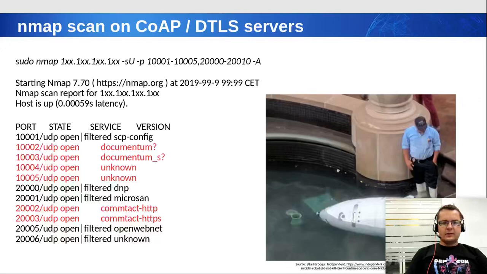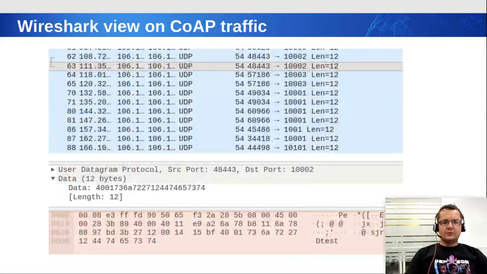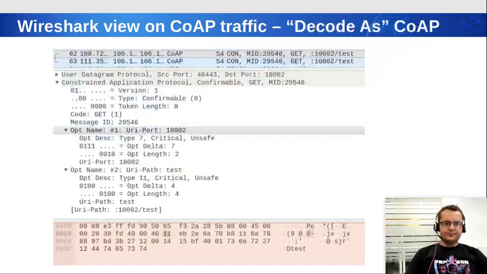For example, when you run an nmap scan on a device using the CoAP protocol on a non-standard port, you will receive a lot of unknown protocols or wild guesses based only on port numbers. Similarly, Wireshark supports most of the new protocols, but only on standard ports. On the slide, you can see an example of CoAP traffic that was shown as an unknown UDP protocol. Only after a manual change using the Decode As function will you receive decoded CoAP packets.